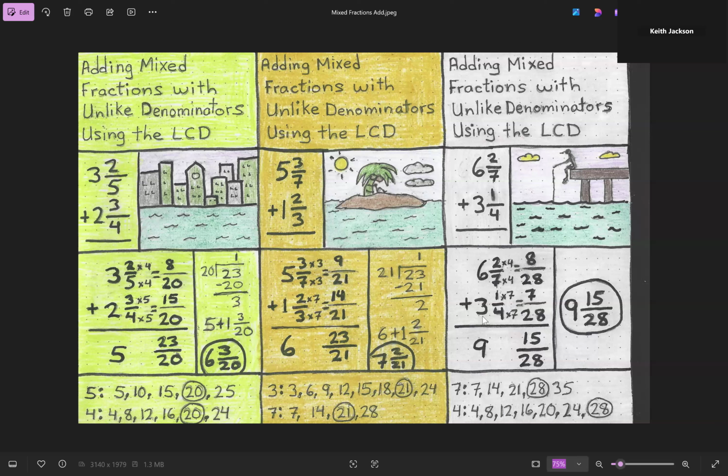And we're just going to add 6 and 3, which will give us 9. And so this one is easy. Our final answer is going to be 9 and 15/28.